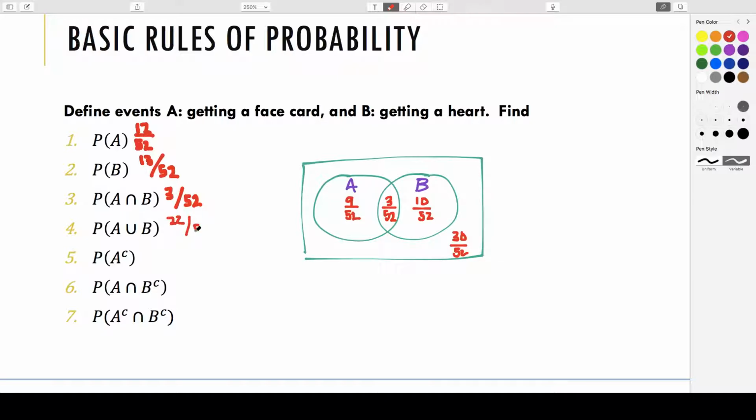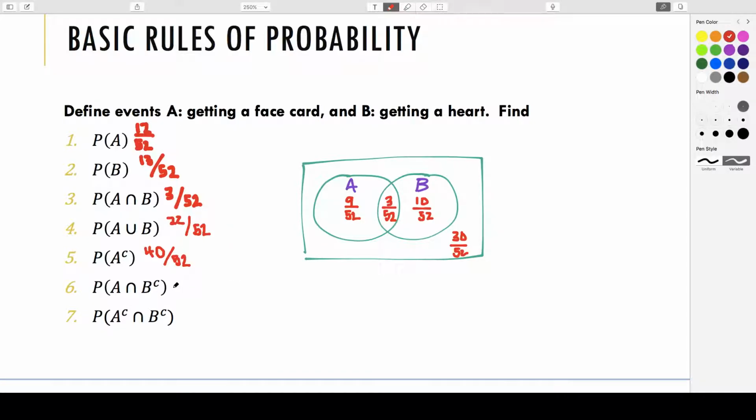Alright, the probability of not A. 52, anything but A, minus 12. 48. Yes, 40 out of 52. So it's 1 minus A. That was our complement rule. So if A is 12 out of 52, or getting a face card, this would be not getting a face card, which is 40 cards out of 52. Opposite of 12 out of 52.